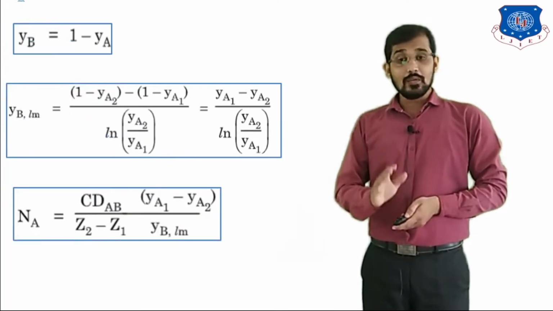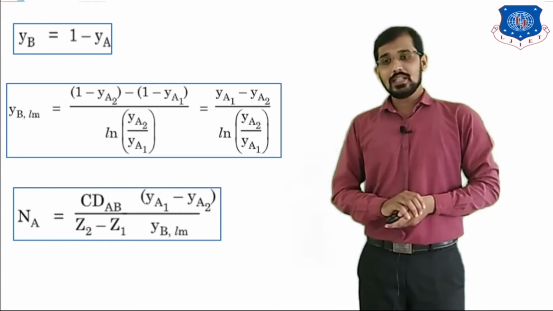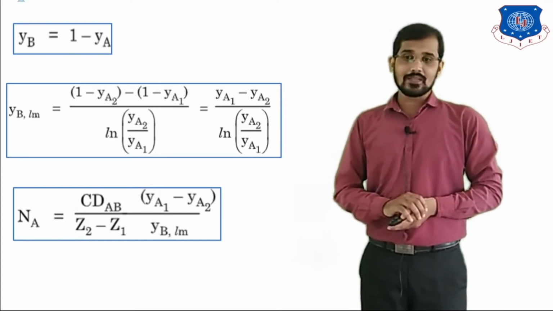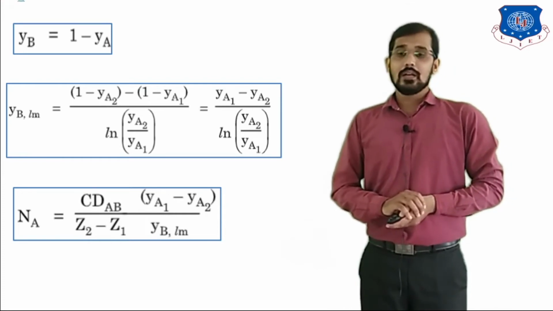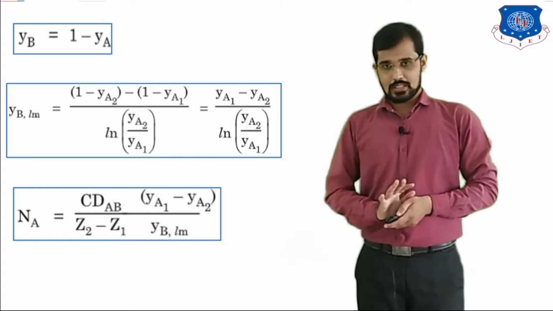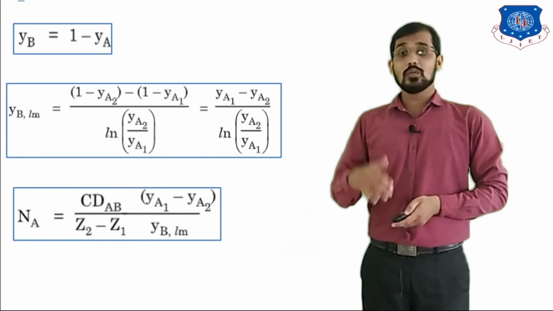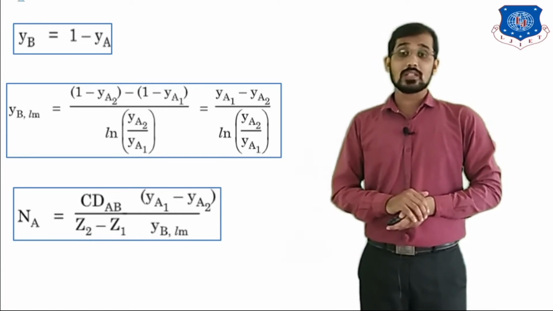Just put this value in the previous equation and you get the final result: NA is equal to CDAB, in brackets (YA1 minus YA2), over (Z2 minus Z1) times YBLM. So this is the derivation for molar flux. This derivation can be asked in your exam for 7 marks. Based on this topic, a numerical can also be asked for 7 marks.